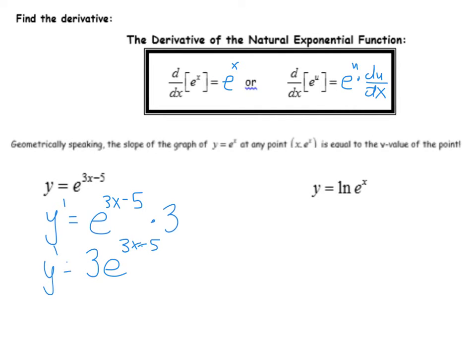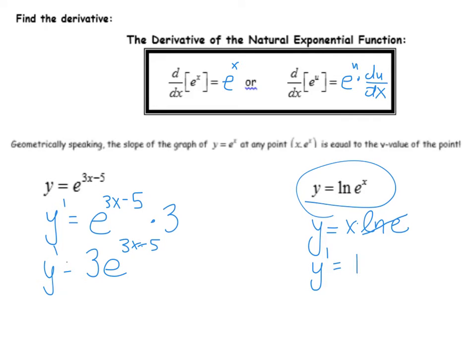Okay, so here what we have is y equals the natural log of e to the x. So if I rewrite this using the power rule, I have x times natural log of e. Well, we know that the natural log of e is 1. So if you take the derivative of x, you get 1.